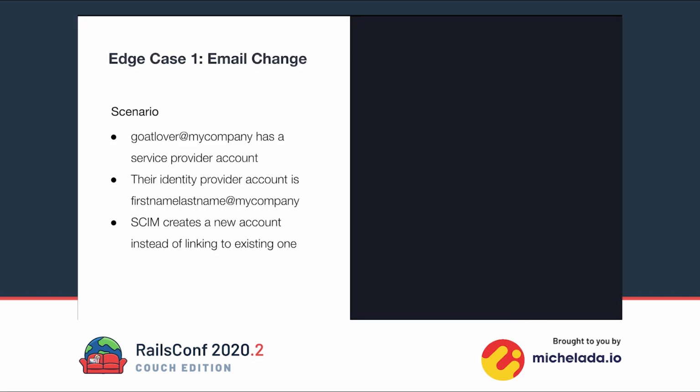The first edge case we ran into involved emails. Someone got married or decided that Goat Lover was not an acceptably professional email handle. With SCIM, it's now time for your administrator to link your accounts. They use your first name, last name email in the identity provider, and it doesn't link to your Goat Lover email handle that you used to sign up for the service provider with. Instead, you have a fresh blank account that is missing all your previous work.